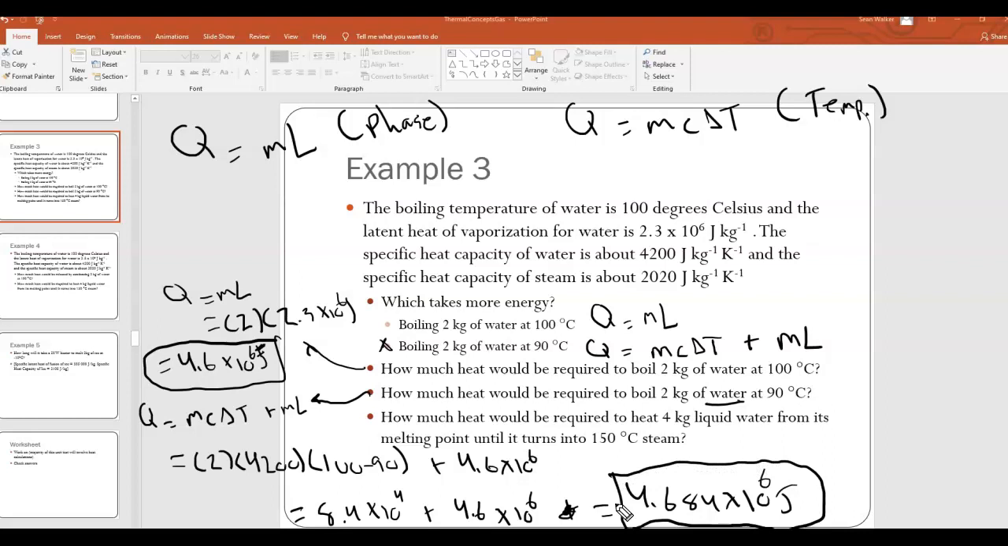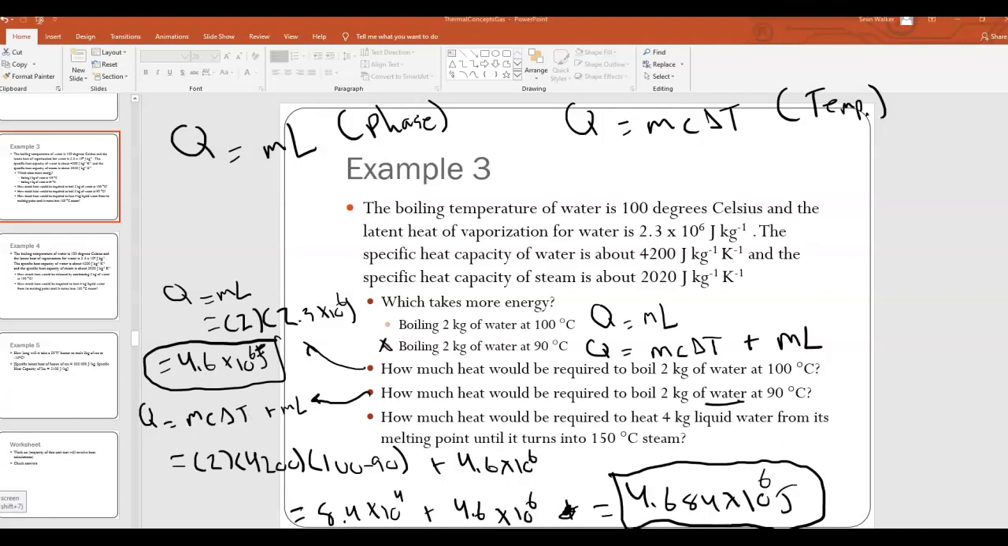And the last question for example 3 says, how much heat would be required to heat 4 kilograms liquid water from its melting point until it turns into 150 degrees Celsius steam? So this is going to take a little bit more space than I have right now. So pause it here if you need to finish writing this stuff down. I'm going to clear the screen and then I'm going to go to another slide or another screen to do this last calculation for example 3.